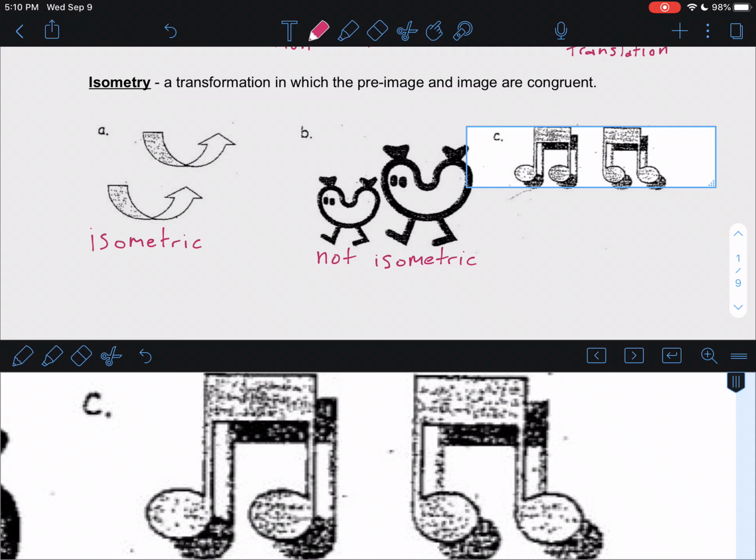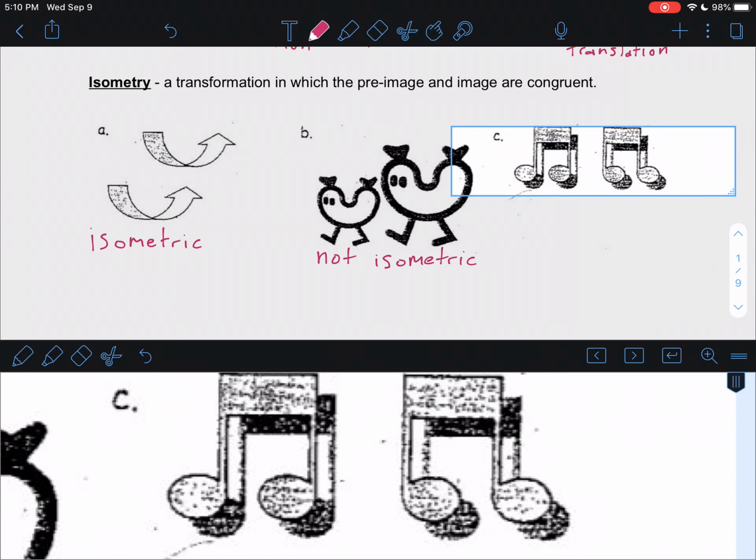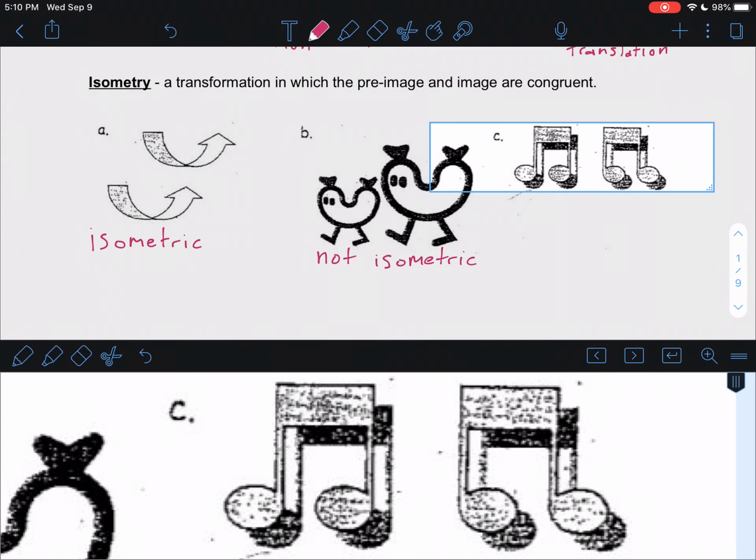And the final one, this music note. So obviously it looks like it's just been reflected because it flipped across an invisible line here. Actually, you know what? Yeah.